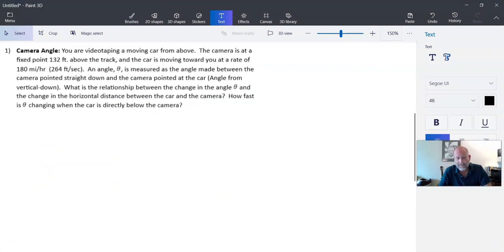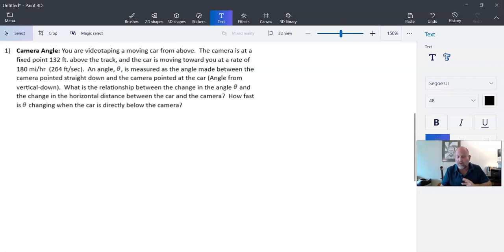Okay, so as you can tell, these are going to be increasing in difficulty as we go through this. Just as a synopsis, I'm assuming you've already read this. If you haven't, pause it and read it here. We have a car moving down a track, and there's a video camera above the track, so it's watching the car go by below. And so the camera has to change angles to keep its focus on the car. And the car is moving at a constant rate. That's basically what we're looking at.